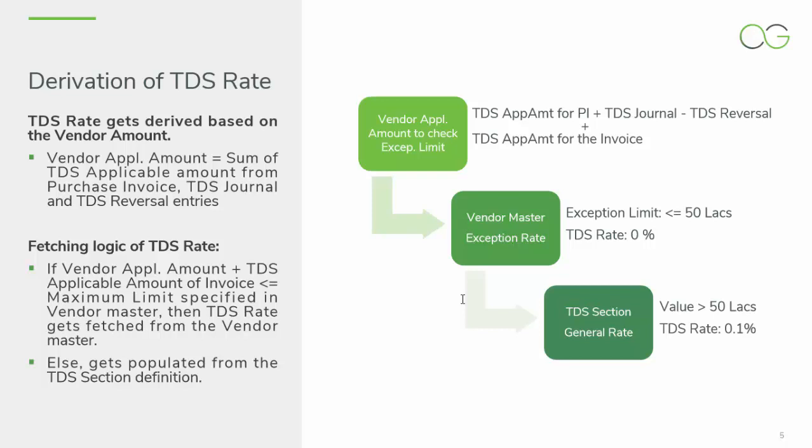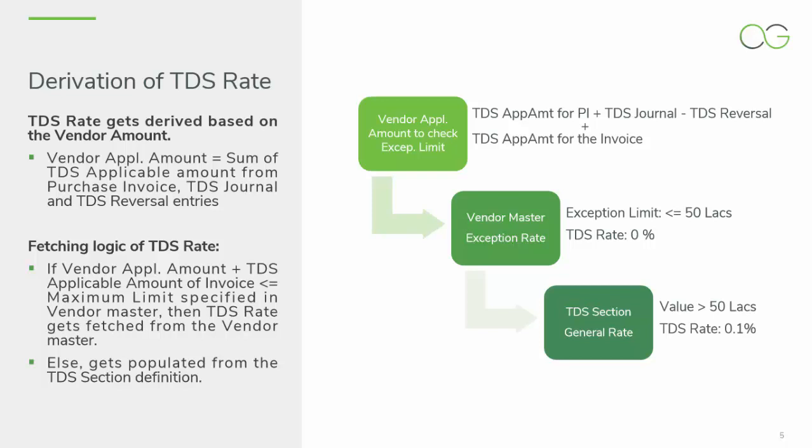As we have seen, we have specified 2 different rates, one is 0%, that is in the vendor master exception, and the other is under the TDS section definition, that is 0.1%. So how this applicable amount is being calculated and how the rate is derived, we will understand via this slide. So the TDS rate is derived based upon the vendor applicable amount, and this is calculated as per the TDS applicable amount for purchase invoices, TDS journals that have been manually created, or TDS reversal entries that have been created manually or automatically.